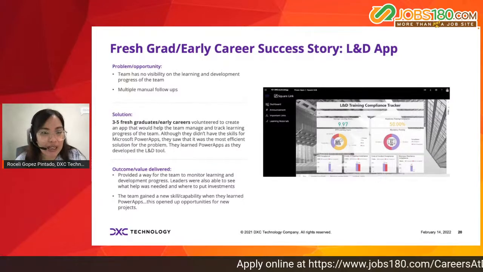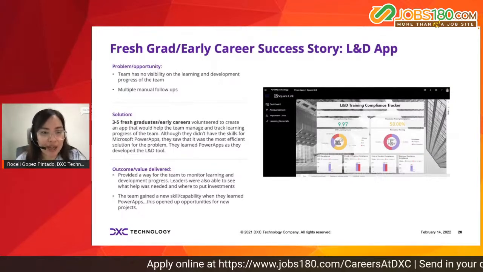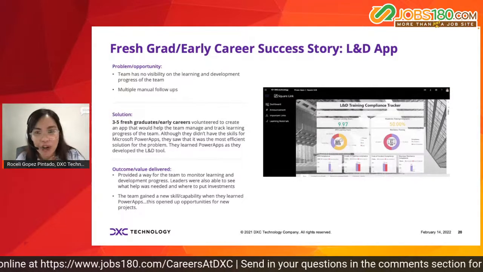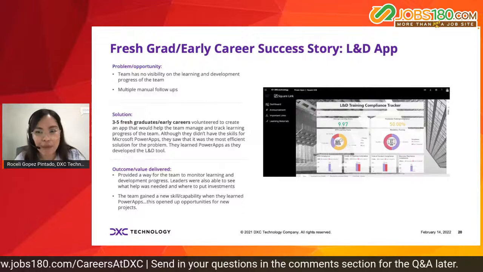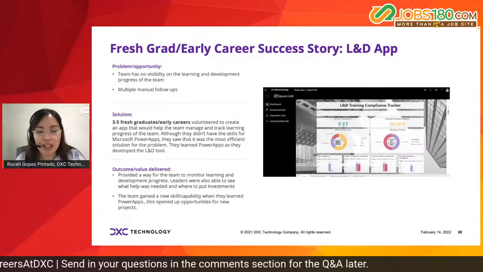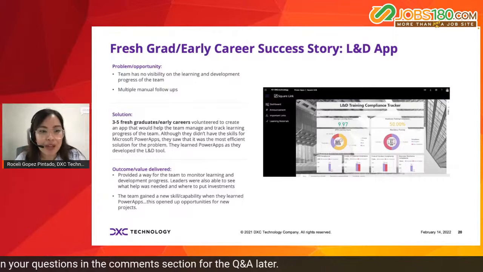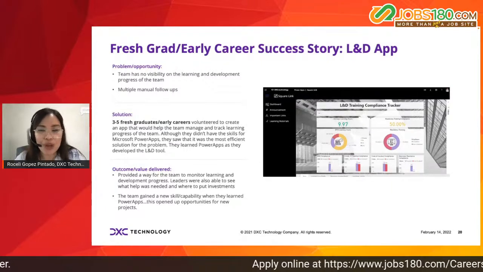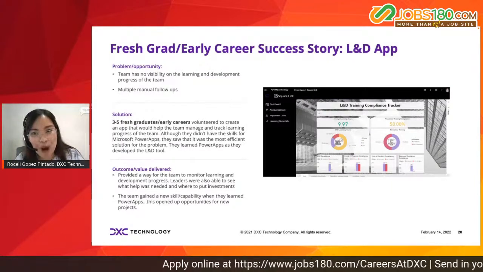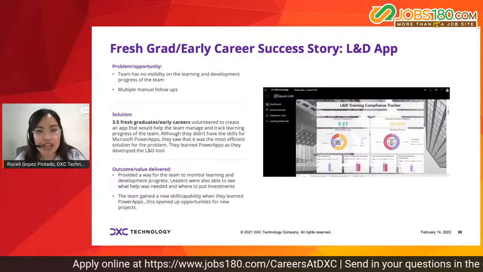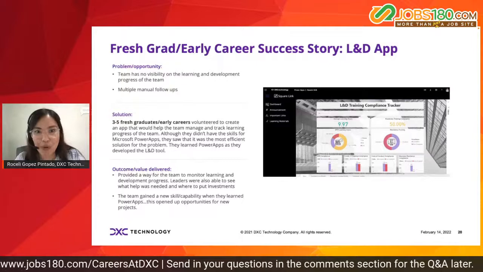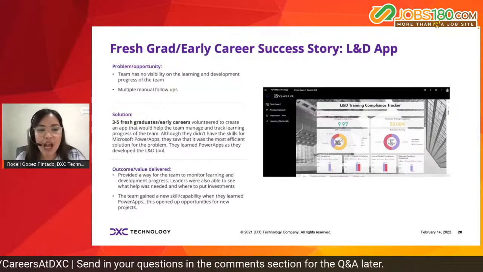And then another thing is that the team gained a new skill or capability where they learned Power Apps. So that's something that they will always have, right? They can put it in their resume, they can put it in their CVs, right? And this also opened up new projects to come in. We didn't really have Power Apps projects before, but because we can now say that we have people who know Power Apps, new projects can come in. We actually use this as a demo to show that capability.